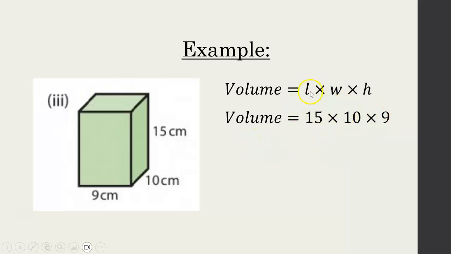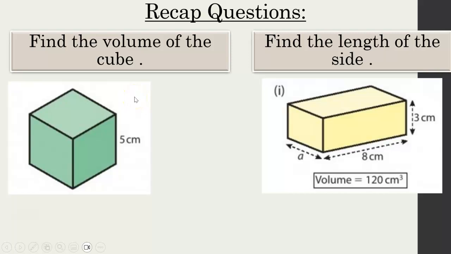Again, it doesn't really matter what you call the length, the width, or the height. If I change the 10 and 15 around, put the 10 before the 15 and the 9 over here, it doesn't matter. 3 times 2 is the exact same thing as 2 times 3. So if I multiply 15 by 10 by 9, that's 1,350 centimeters cubed. So that's how many little centimeters cubed are in this whole cuboid.